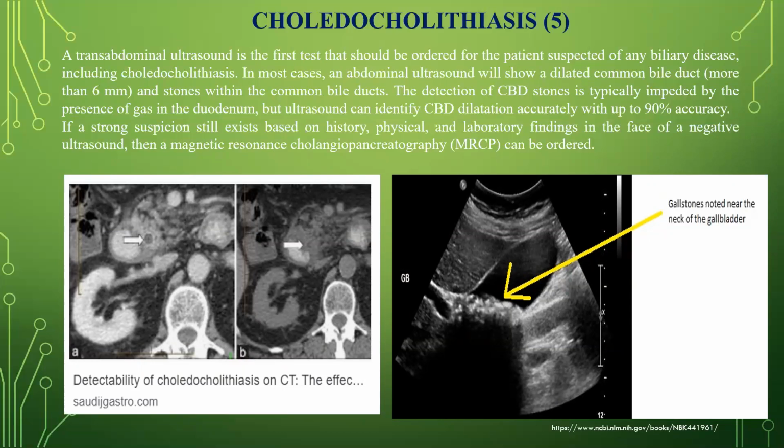Transabdominal ultrasound is the first test that should be ordered for a patient suspected of any biliary disease, including choledocholithiasis. Most cases of this type of ultrasound will show a dilated common bile duct, more than 6 mm, and stones within the common bile duct. The detection of common bile duct stones is typically impeded by the presence of gas in the duodenum, but ultrasound can identify dilation of the common bile duct accurately, with 90% accuracy.